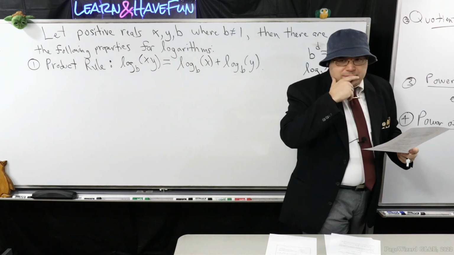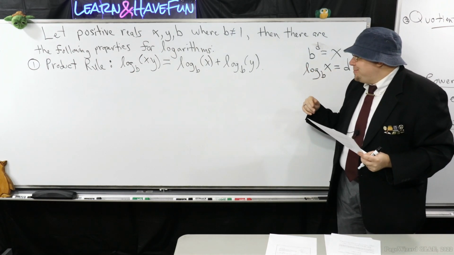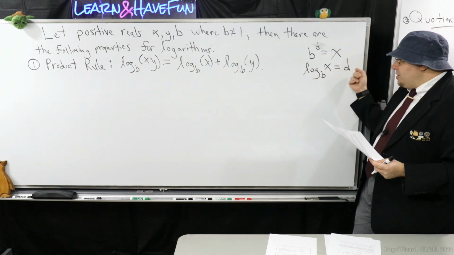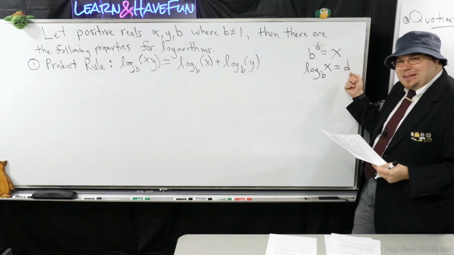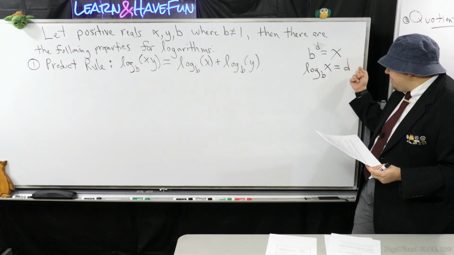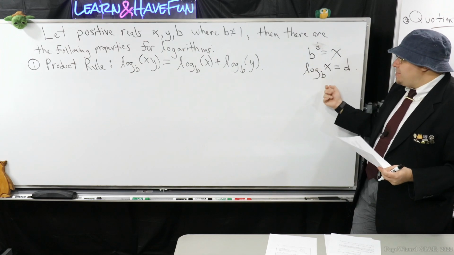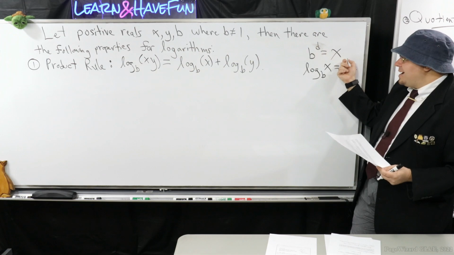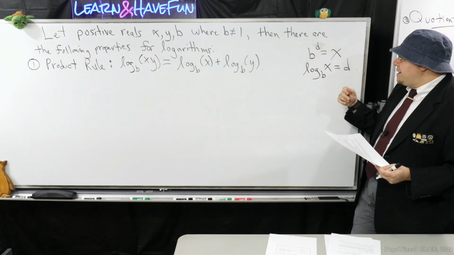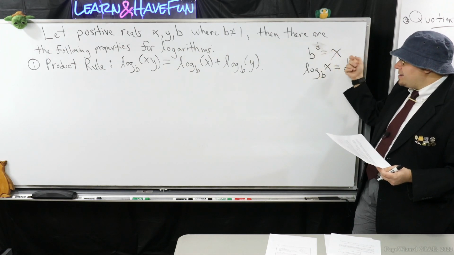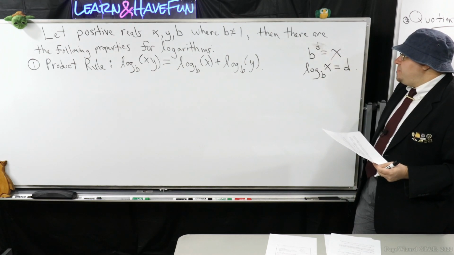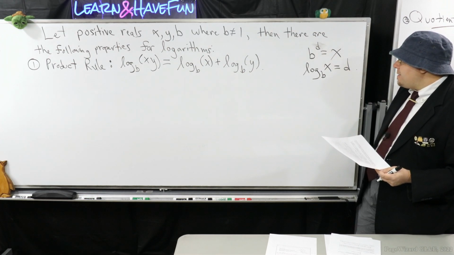Now, if you think about this very carefully, you notice I have log base b of x is equal to d. So this is the result, the expected result of log base b of x. So what does this mean? This means b to the something is equal to x. Well, if I give you that b to the something is equal to x times y, let's think about it.